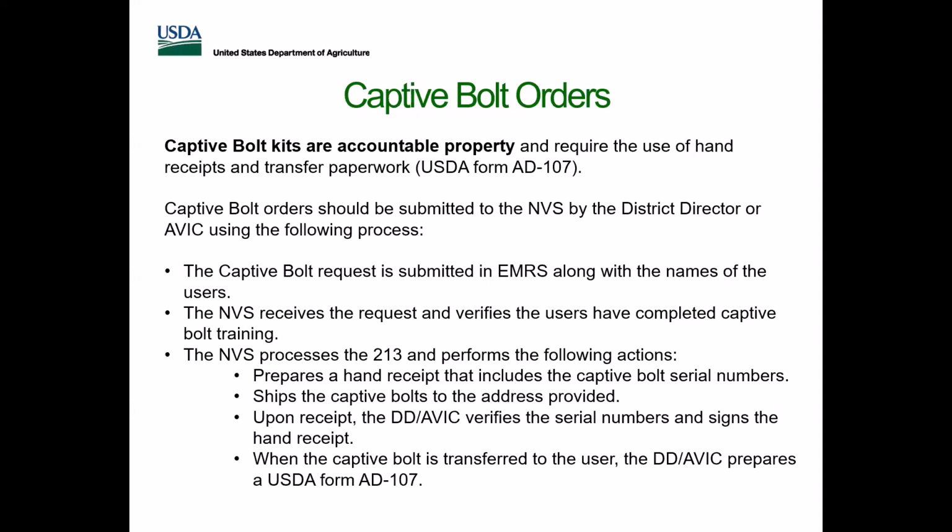And then once that's verified, we will process the 213. We'll prepare that ham receipt. It'll include the serial numbers. Each of these captive bolt devices are serial numbered, unique serial numbers. We'll ship those out, and then the requester, that district director, that area veterinarian in charge, is going to verify those serial numbers, and then they'll sign the ham receipt. So then they'll use that sub ham receipt. I'm calling it that, but it's the transfer paperwork, the AD 107, when they transfer that to the actual user.